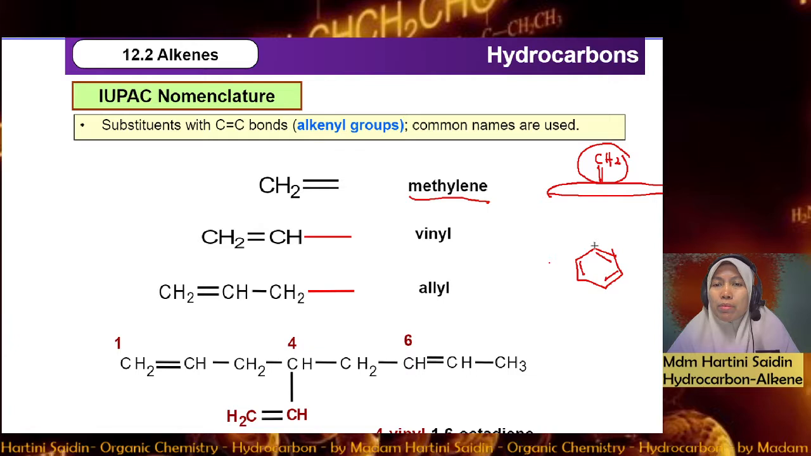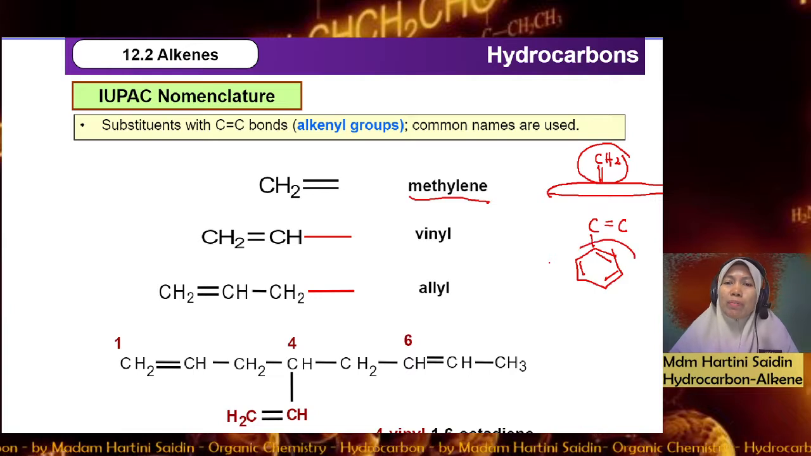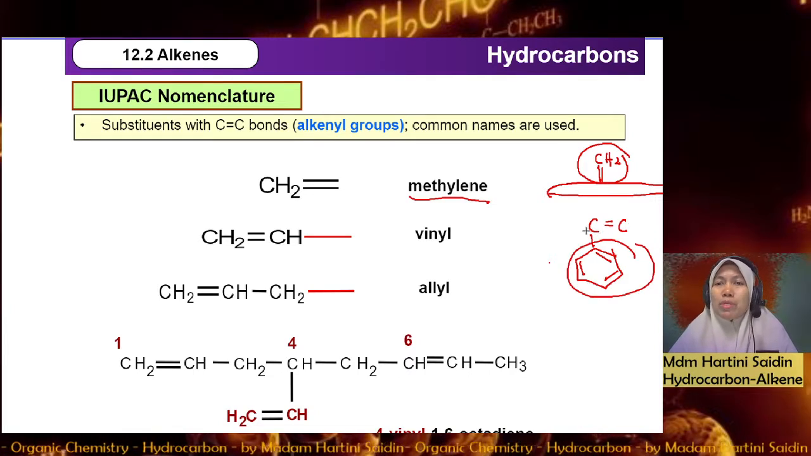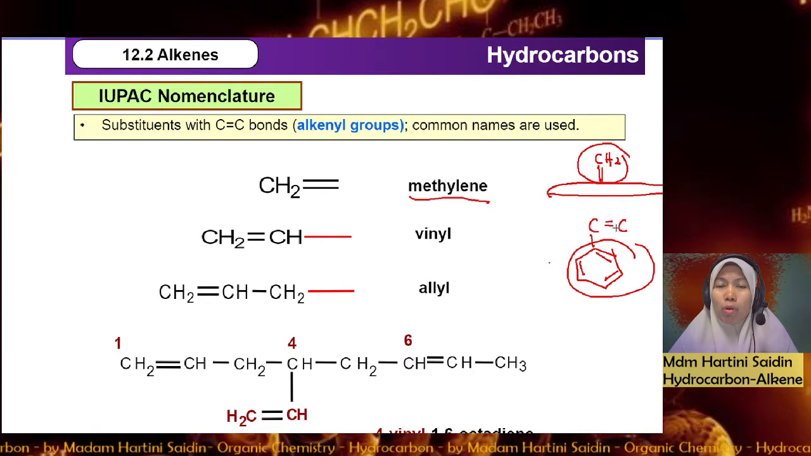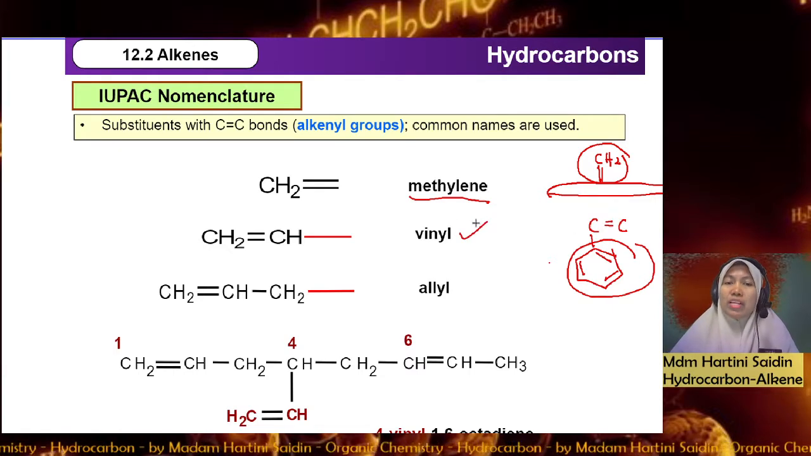Okay, katalah macam ni, and then dia ada yang ni, double bond yang ni. Okay, so yang ni akan jadi parent chain. So this one become the substituent. Tapi dia punya substituent dia 2 carbon. Now the carbon-carbon is carbon-carbon double bond. So bila carbon-carbon double bond macam ini, substituent ini kita panggil sebagai vinyl.